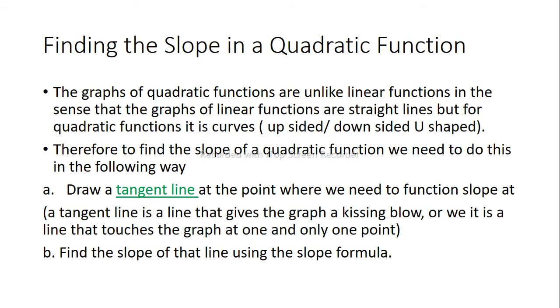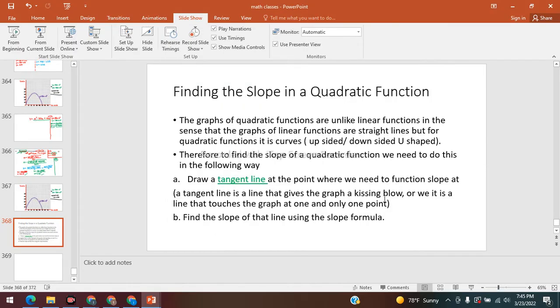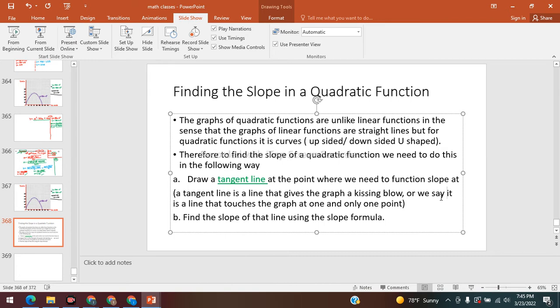A tangent line is a line that gives the graph a kiss and blow, or it is a line that touches the graph at one and only one point. You just need to move the "we" then. You put "or we say it is."